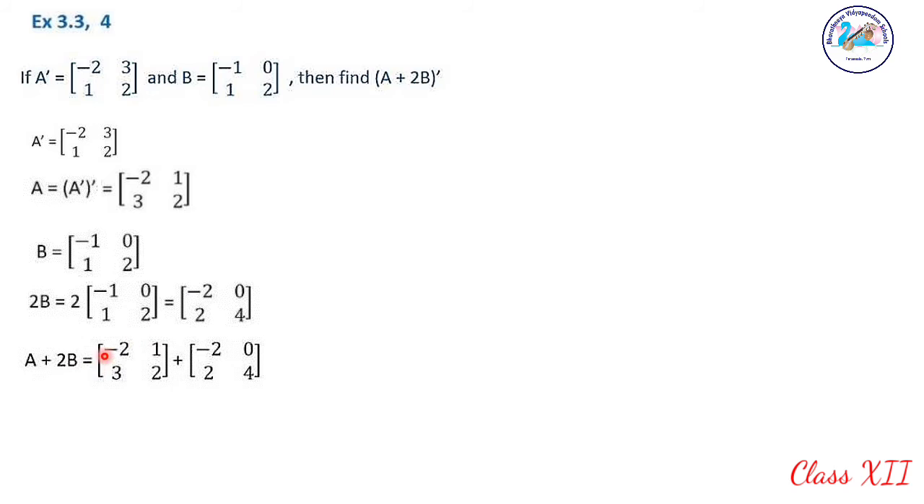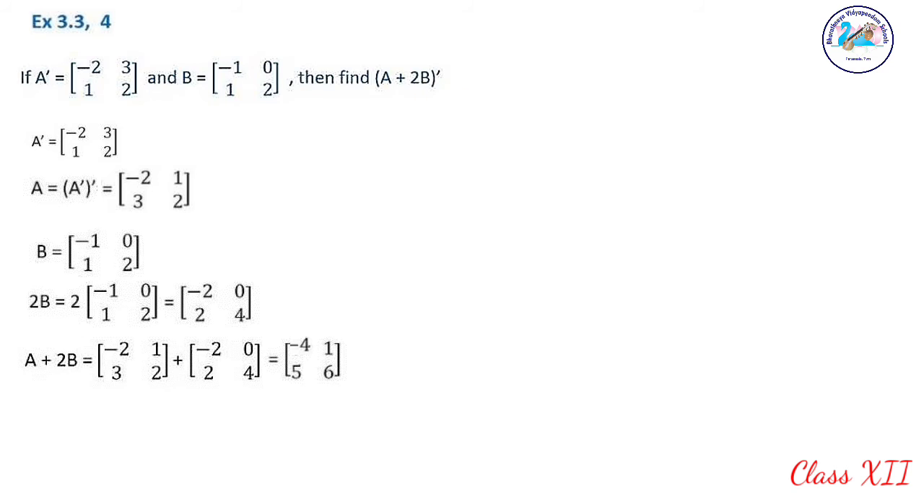Then we need A plus 2B, that is the left hand side, A plus 2B. So A matrix we have got here, that is minus 2 1 3 2, that we have written, plus 2B also we have calculated as a single matrix here, minus 2 0 2 4. Then just add these two: minus 2 plus minus 2, that is minus 4, 1 plus 0, that is 1, 3 plus 2, that is 5, 2 plus 4, that is 6. That is A plus 2B. But what we need is A plus 2B the whole transpose.